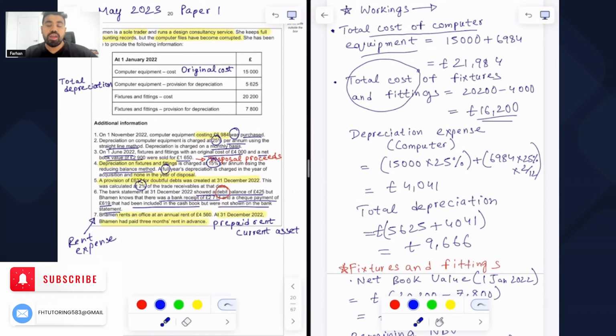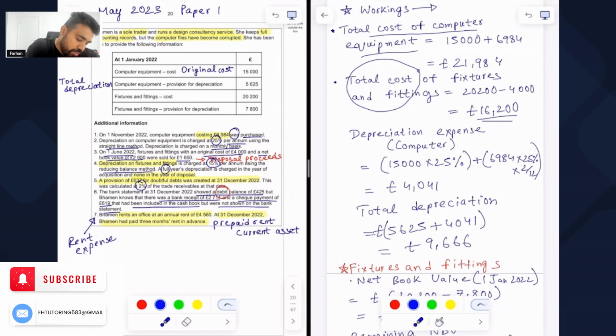My name is Farhan, and in today's lesson, you will solve question number 15 from May 2023 Paper 1 exam. This question requires you to prepare a balance sheet extract and comes with many complications. We'll walk thoroughly through this question and ensure you have a proper understanding by the end of today's lesson. So, with that being said, let's get started.